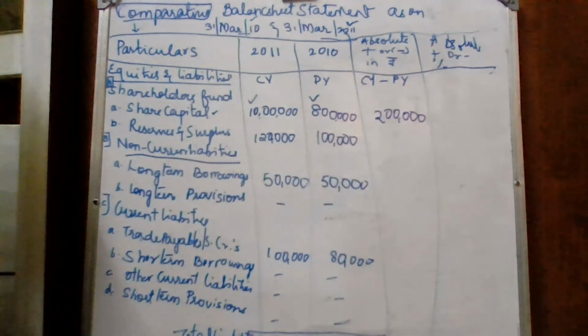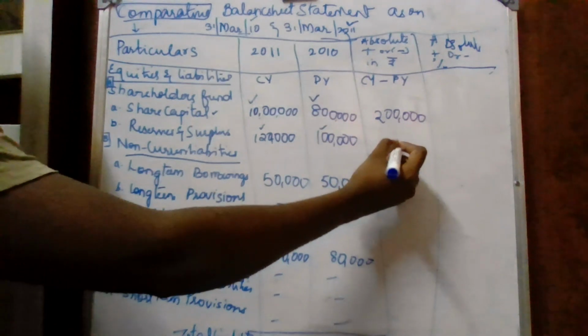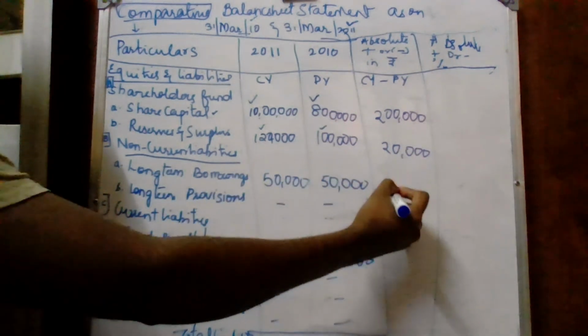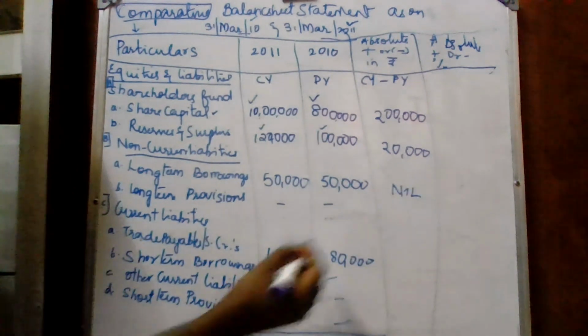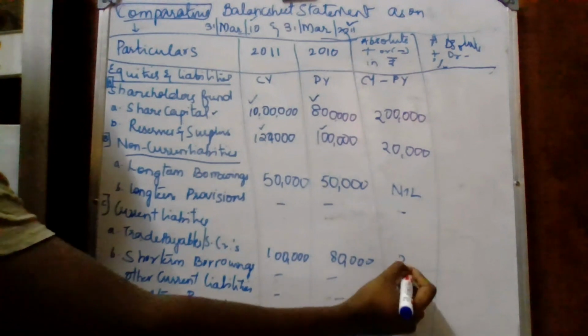Next, 1 lakh 20 minus 1 lakh. It is 20,000. 50,000, 50,000. There is nil. Here we have nothing. Only sundry creditors. Again, there is an increase of 20,000.